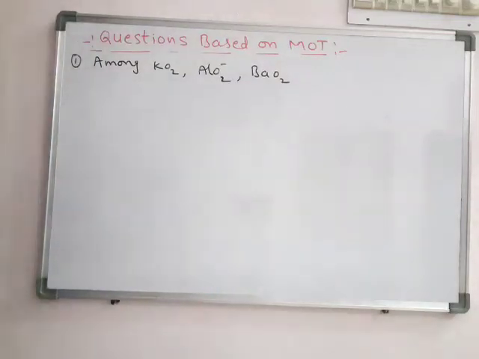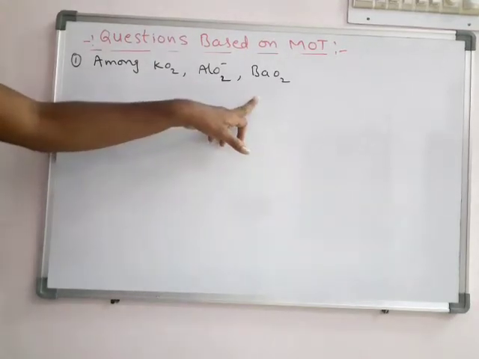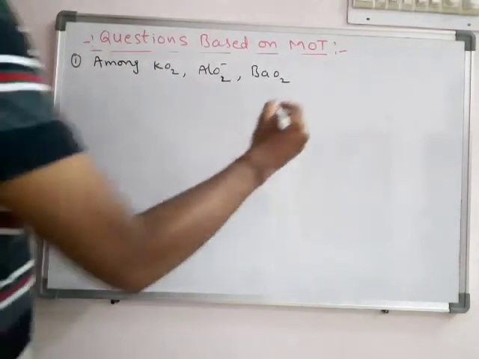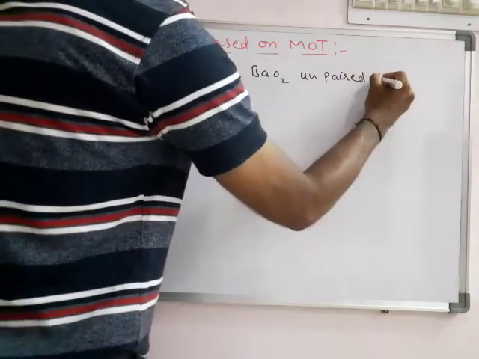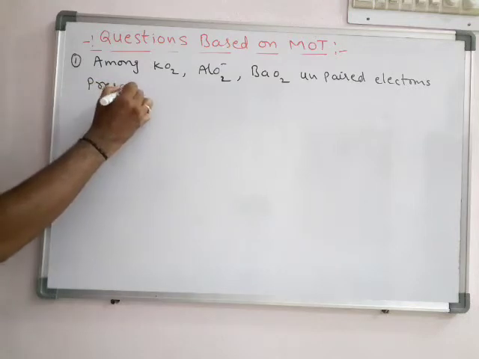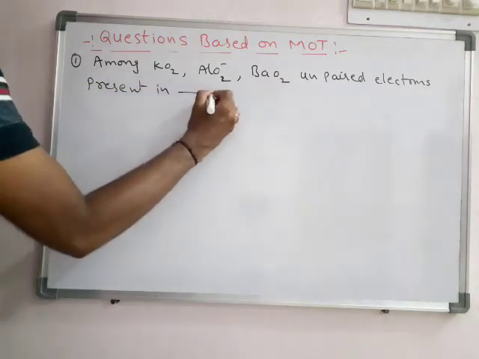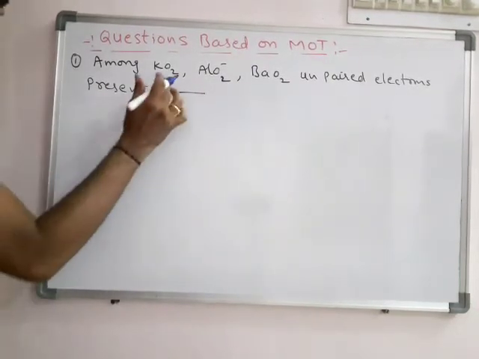So among KO2, which is potassium superoxide, aluminate and barium peroxide, unpaired electrons are present in dash. Okay, it means more than one can be correct. Which of the three chemical species have unpaired electrons in their molecular form? So you need to write their configurations.